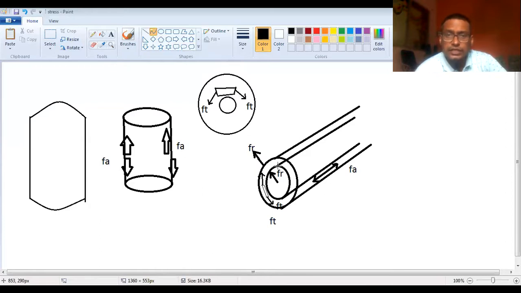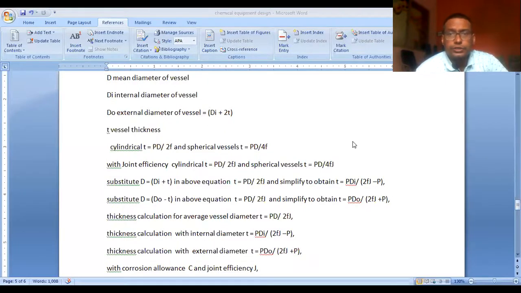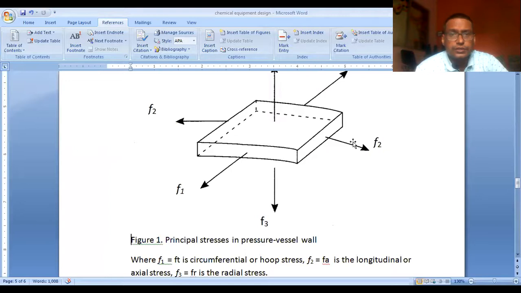Now in this case, this cylinder is kept horizontally. So these are your axial stresses. These are your circumferential stresses and the radial stresses will be going outwards. So these are the three different stresses and they are of most concern. Then we will see the certain formulas associated with this. We have already talked about the three different stresses.